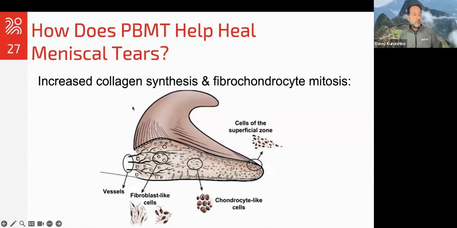Another reason for using photobiomodulation that kind of makes sense is that it can interact with these fibroblast-like cells and chondrocyte-like cells, and it can increase their metabolism to produce more collagen and more matrix and help with healing. So that's really the name of the game.